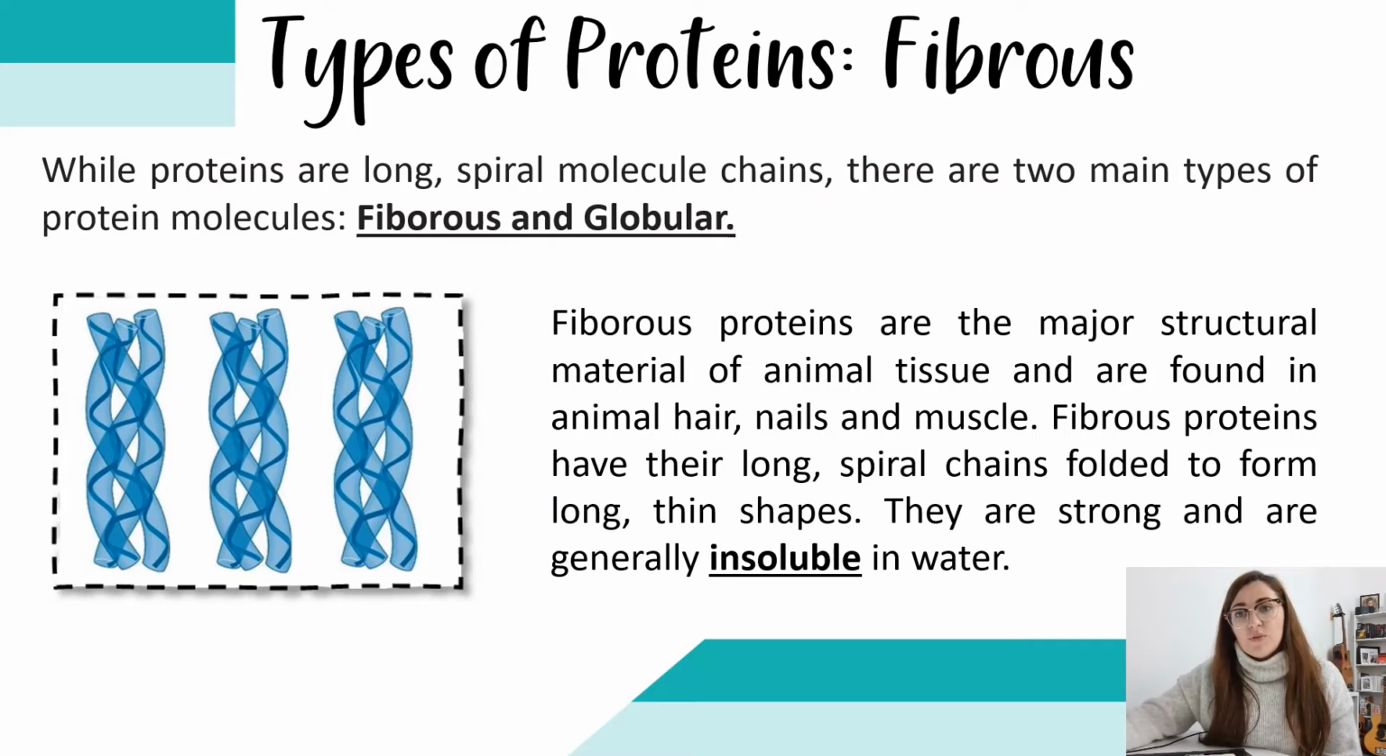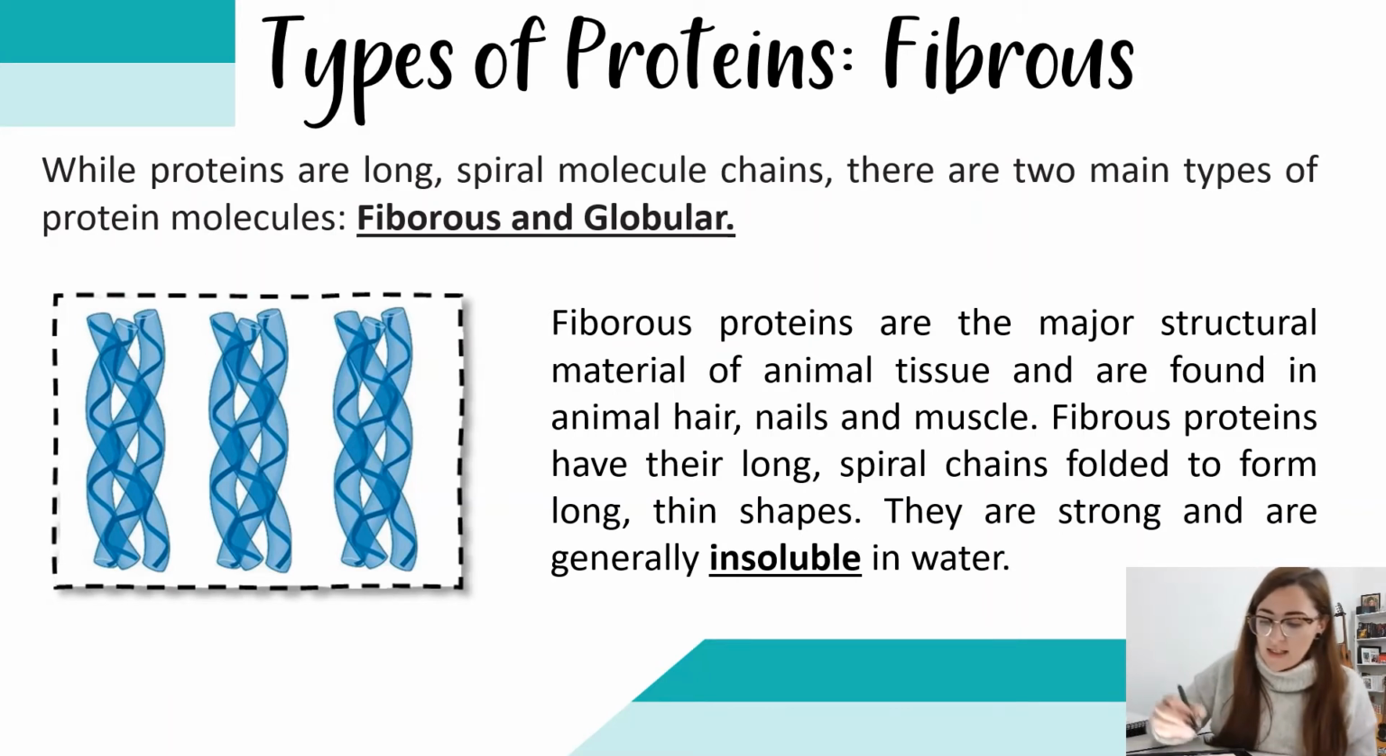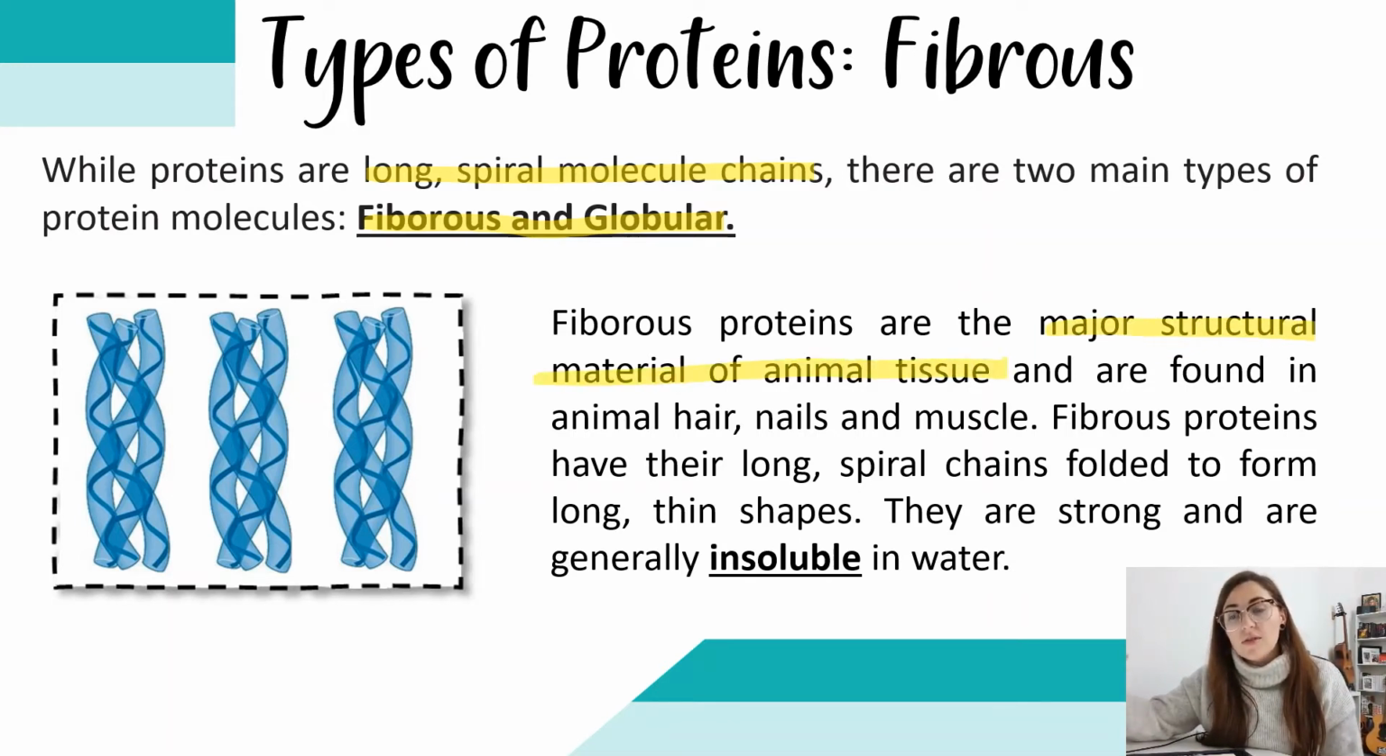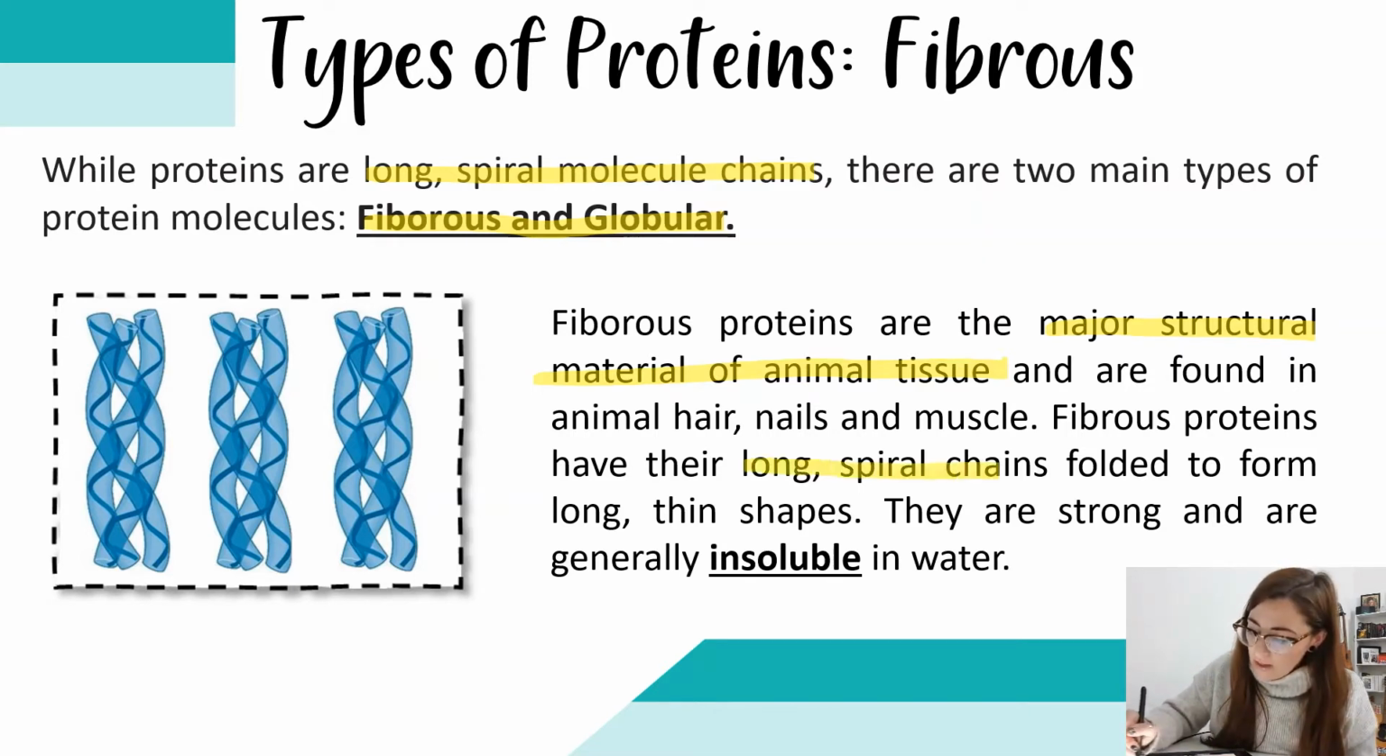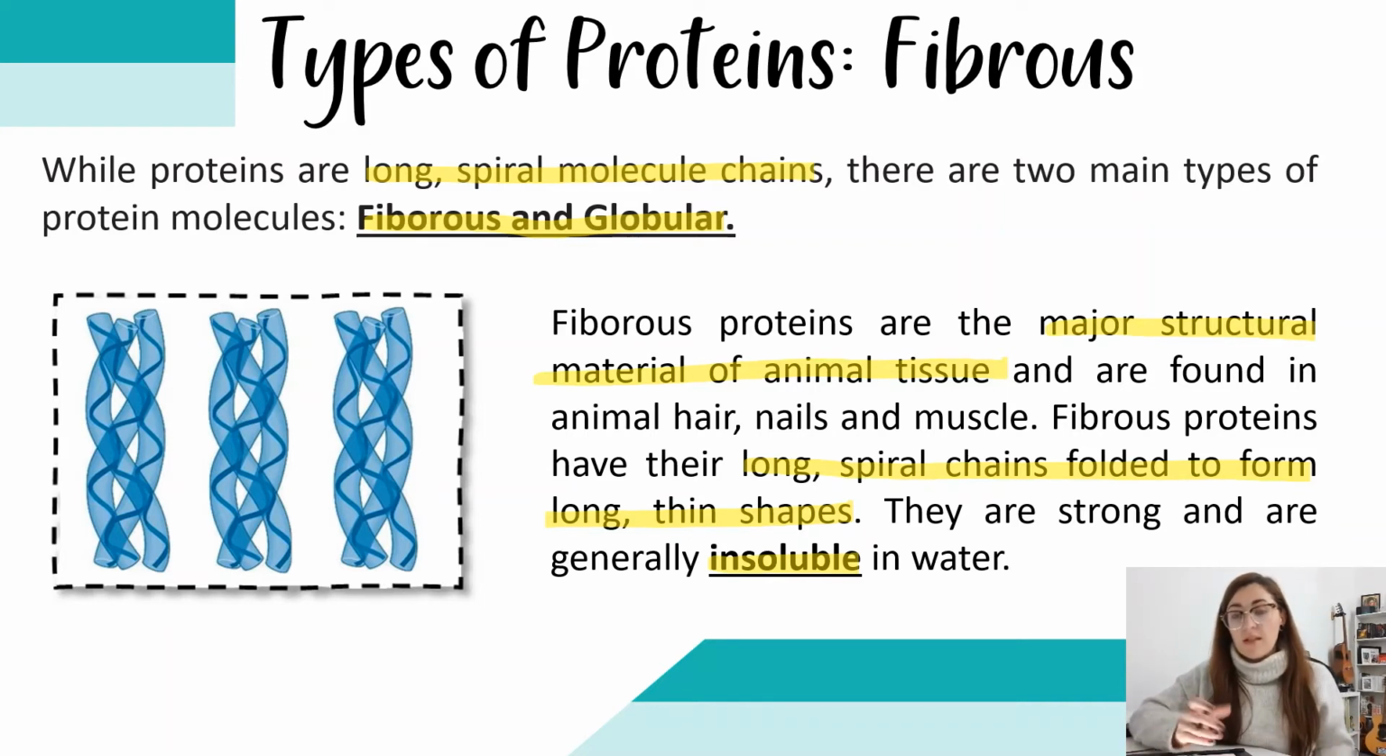There are different types of proteins in the body, and they can be categorized into two main groups. The first group is fibrous proteins. While proteins are long spiral molecule chains, there are two main types, fibrous and globular. Fibrous proteins are the major structural material of animal tissue. They're found in things like your hair and your nails and your muscles, the things that your body uses for structure. They have long spiral chains folded to form long thin shapes, and they are strong and generally insoluble in water. And there's a diagram of them to the left there where they look very long, although they are coiled round one another.